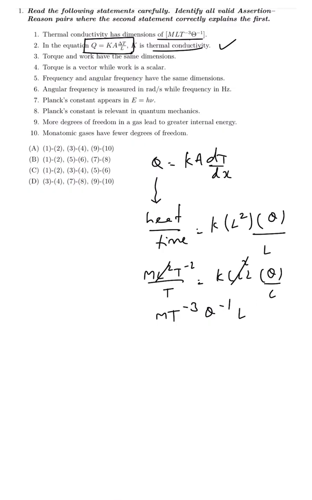So M L T power minus 3 theta power minus 1, this is correct, and since this explains how we got it, the reason is correct. So 1 and 2 is correct. So 3 and this is the wrong option.